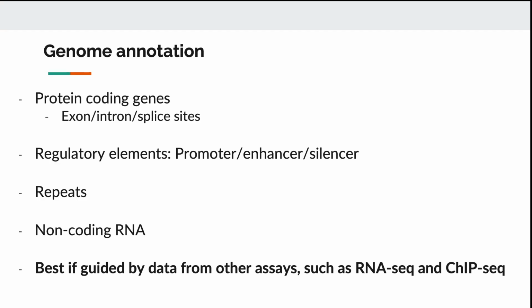But for the sake of the computational side of this course, in the next algorithm that we're going to talk about, we're going to rely on just the sequence data. But as a biologist, you should think about non-computational support as well.